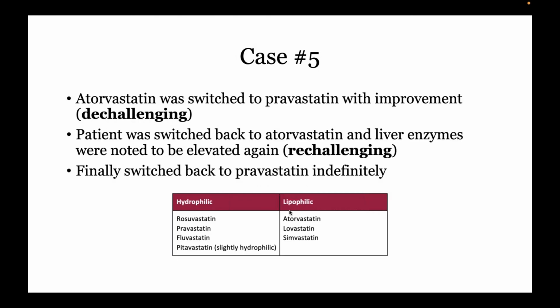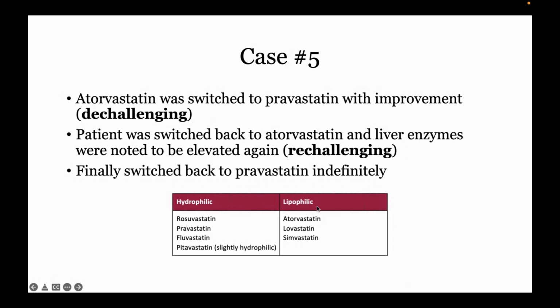Correct. You switch the atorvastatin. Here it was switched to pravastatin, which is de-challenging, and there's improvement. Once there was improvement, the patient was switched back to atorvastatin, and again the liver enzymes were elevated. So this is the re-challenging. So this proves that atorvastatin was the culprit, and then finally the patient was switched back to pravastatin indefinitely.